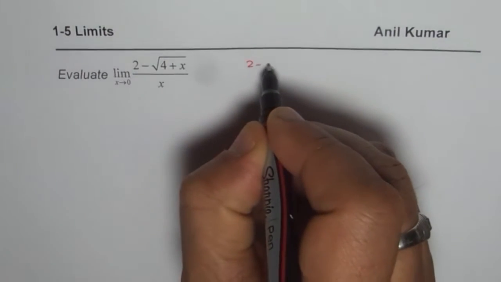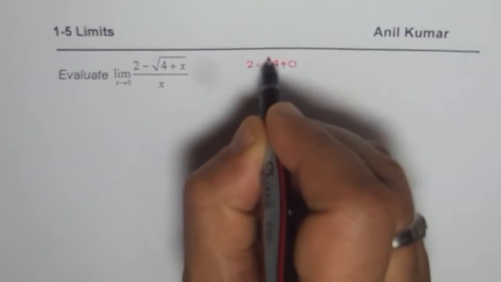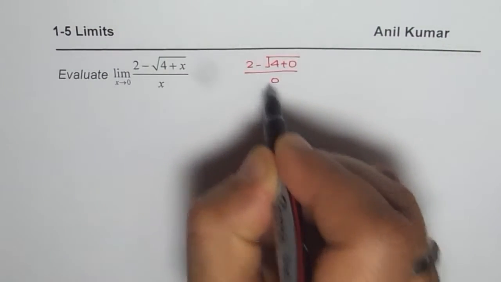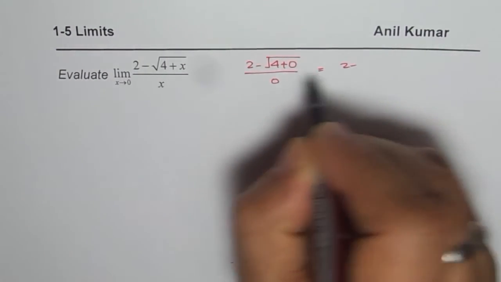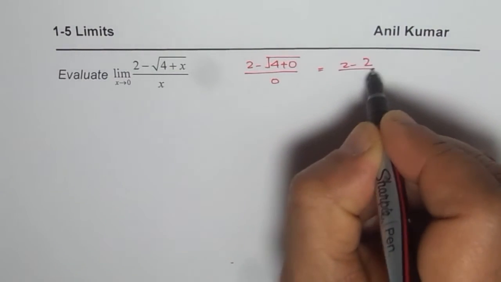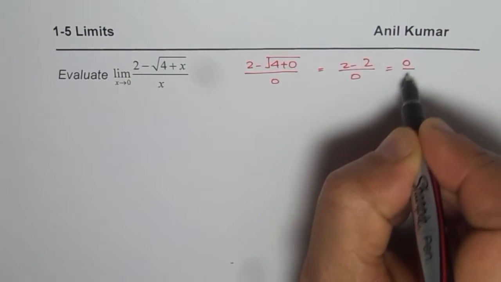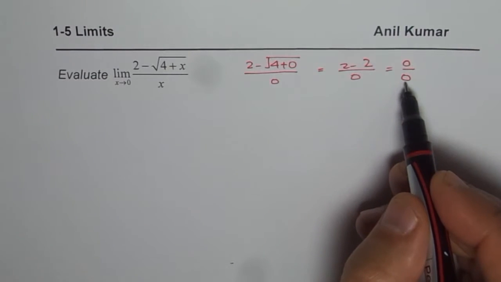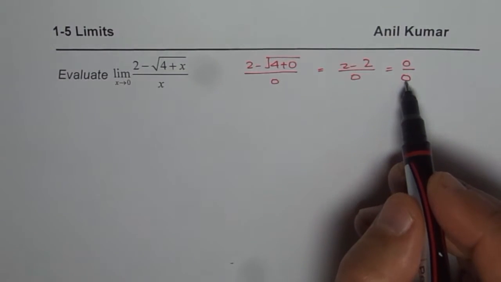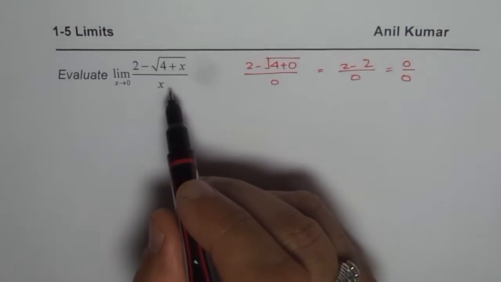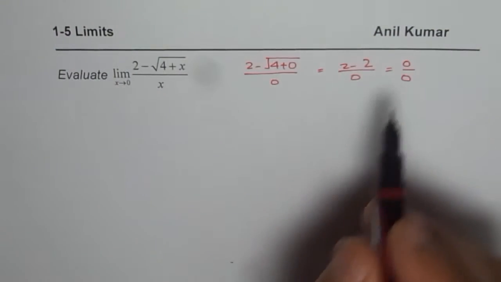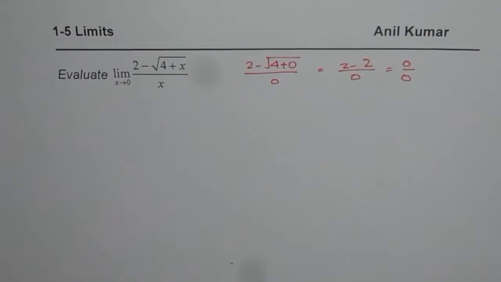I get (2 minus square root of 4 plus 0) divided by 0, which is 2 minus square root of 4, which is 2. So 2 minus 2 equals 0. So we get 0 over 0. Whenever you get 0 over 0, there is a possibility of finding a valid value for the limit, right? Now, we need to apply different methods to solve such a question.